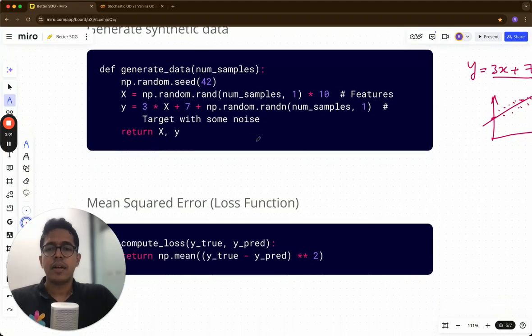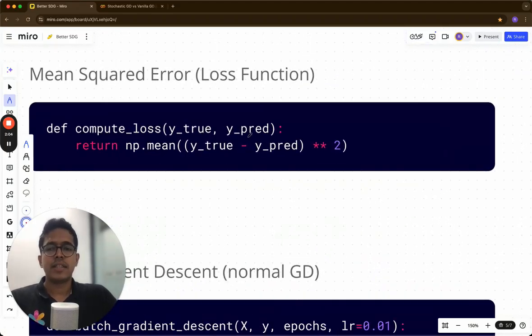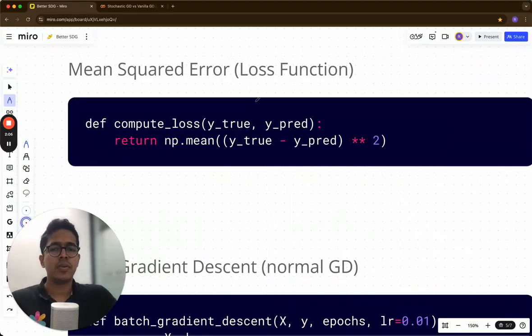All right. Now, the definition of mean squared error. So we are using linear regression, and mean squared error is the best loss function to use. It is simply the mean of the square of the true value of y minus the predicted value of y. And we are just defining this function, that is this block.